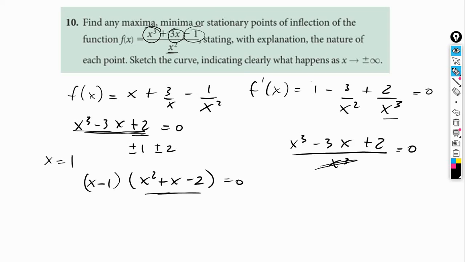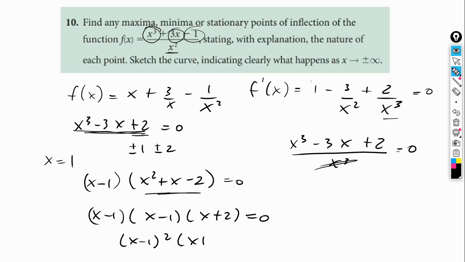And notice that this is easy to factor through inspection. We're going to get x minus 1 times x minus 1 times x plus 2. So notice that I can write this again as (x minus 1) squared times (x plus 2) equals 0. And then that means that we have two critical points, which are going to be 1 and negative 2. So negative 2 and 1.